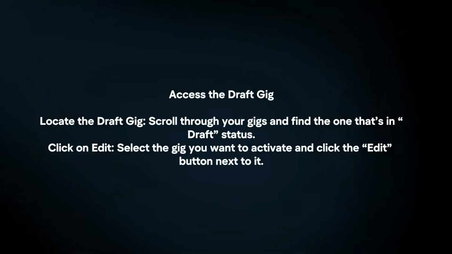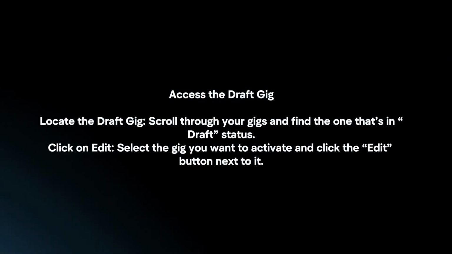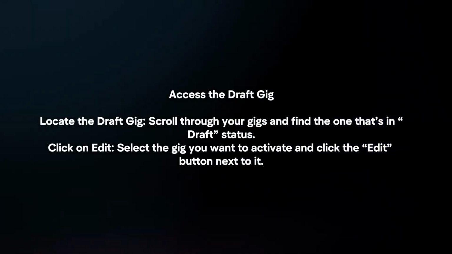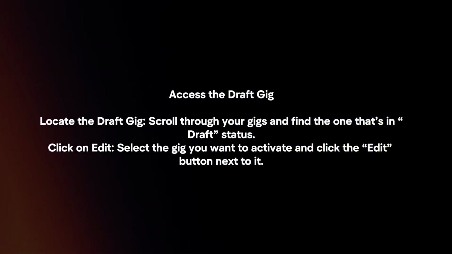Access the draft gig. Locate the draft gig. Scroll through your gigs and find the one that's in draft status. Click on Edit. Select the gig you want to activate and click the Edit button next to it.